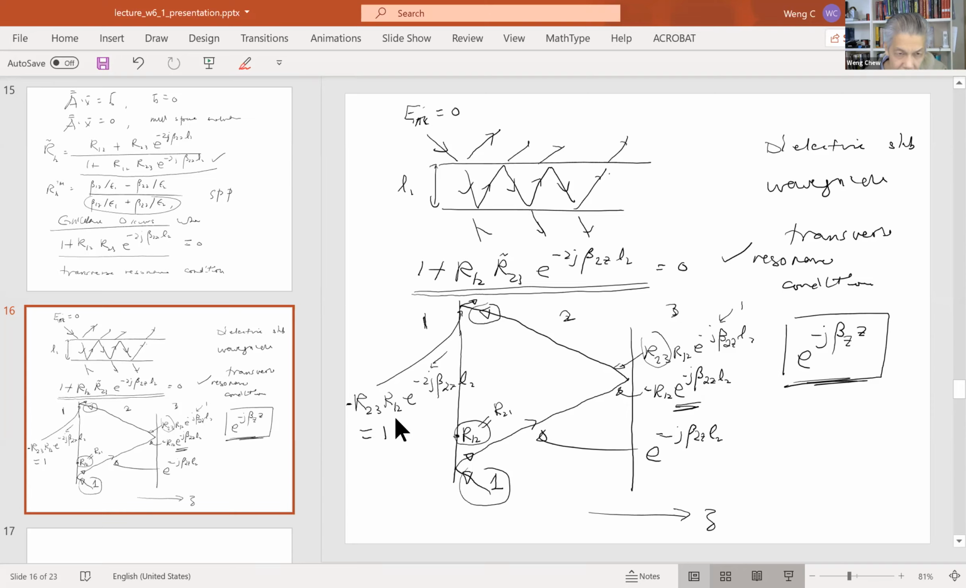I have not mentioned total internal reflection yet, but if you stare at this equation, it can never be satisfied unless the amplitude of R23 and R21 are both 1. And that happens only at total internal reflection, okay?